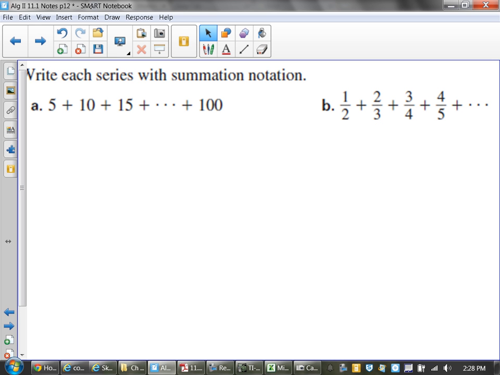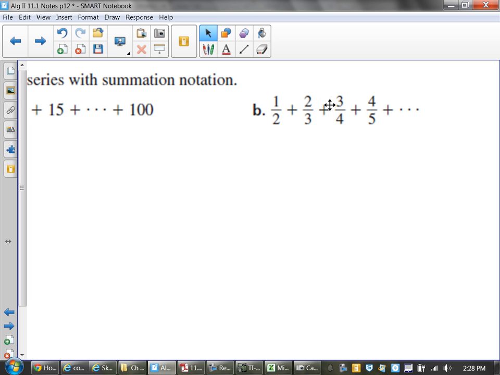Sometimes, instead of writing out all the terms, you all figured there'd be 20 terms here, they just put the dot, dot, dot in the middle of it. Here, when I cut it off, it'll just be dot, dot, dot at the end.